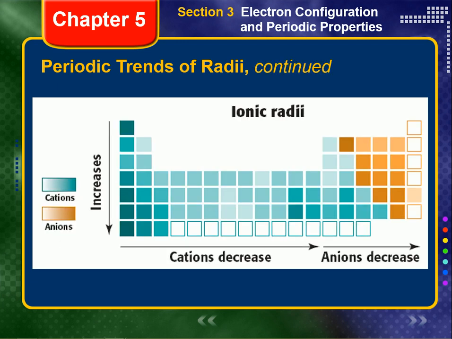Now we're going to move on to ions, right? So we're going to talk about ionic radii. And similar to atomic radius, as you move down a group, you'll see that the radius of an ion increases. But the radius of the ion will decrease as you move to the right within a period.